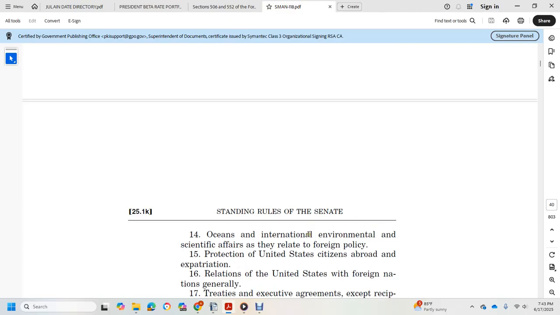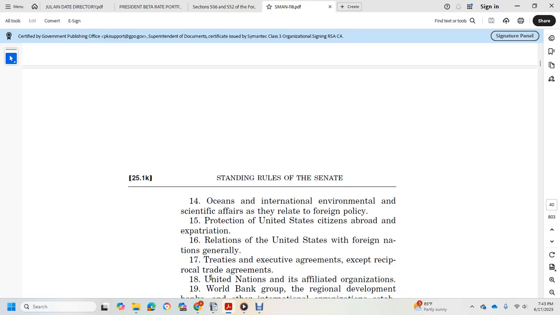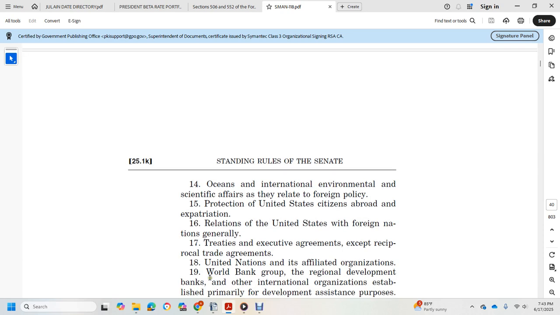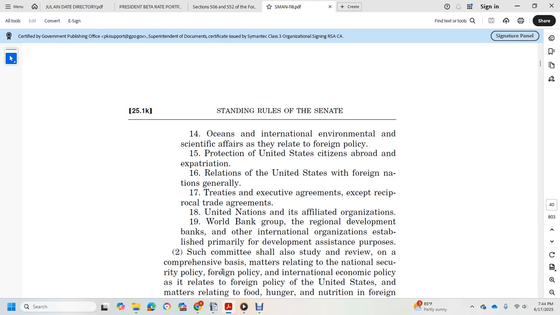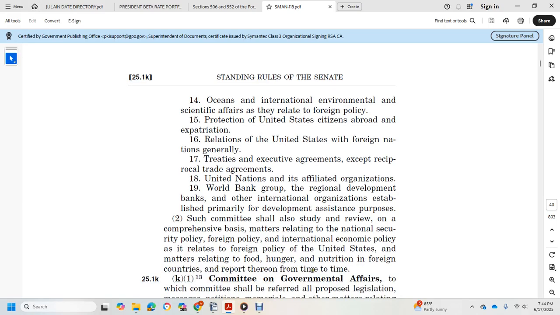14. Oceans, international environmental and scientific affairs as they relate to foreign policy, protection of United States citizens abroad, and expatriation, relations of the United States with foreign nations generally, treaties and executive agreements, except for reciprocal trade agreements, the United Nations and its affiliated organizations, the World Bank Group, the regional development banks, and other international organizations established primarily for development assistance purposes. Such committee shall also study and review, on a comprehensive basis, matters relating to national security policy, foreign policy, international economic policy as it relates to foreign policy of the United States, and matters relating to food, hunger, and nutrition in foreign countries, and report thereon from time to time.